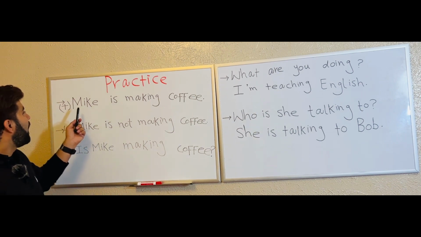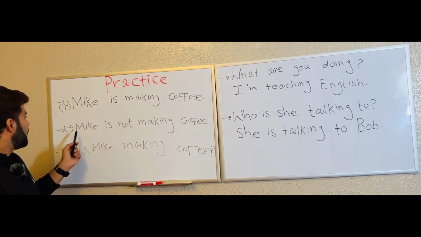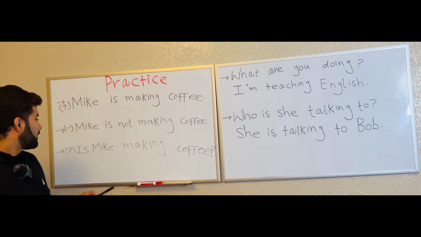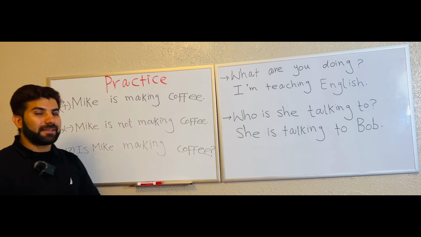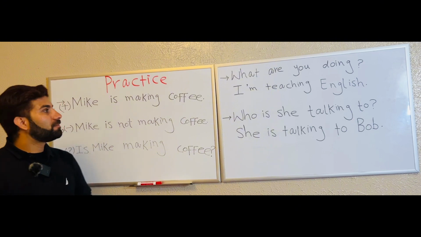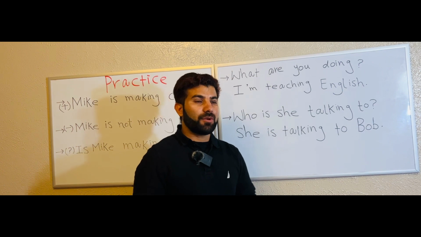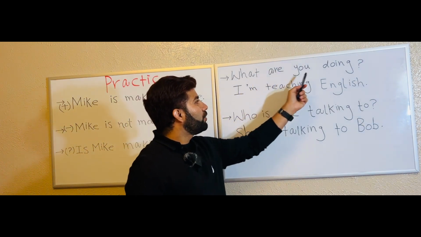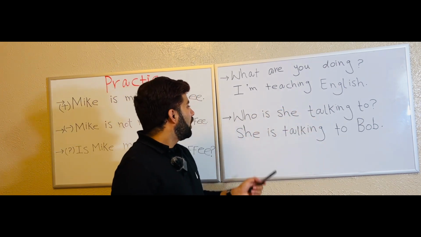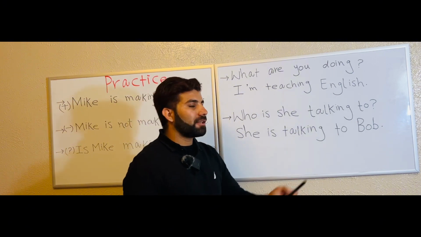Let's do some practice in present continuous or present progressive. Positive sentence: Mike is making coffee. Negative sentence: Mike is not making coffee. Question sentence: Is Mike making coffee? The answer is yes, he is, or no, he isn't. In present continuous, if we want to make a WH question: What are you doing? I'm teaching English. Who is she talking to? She is talking to Bob.